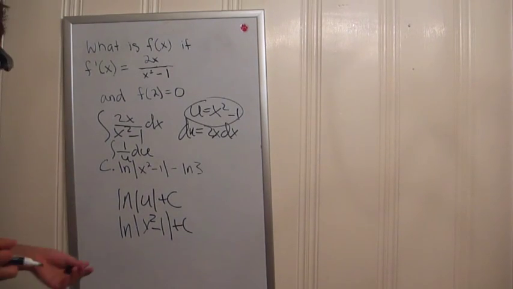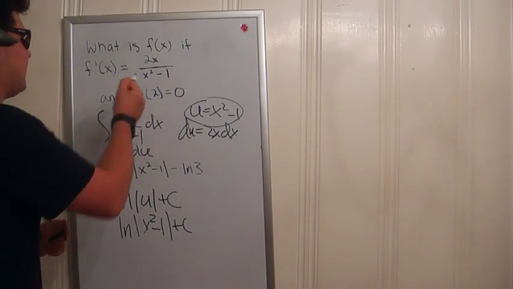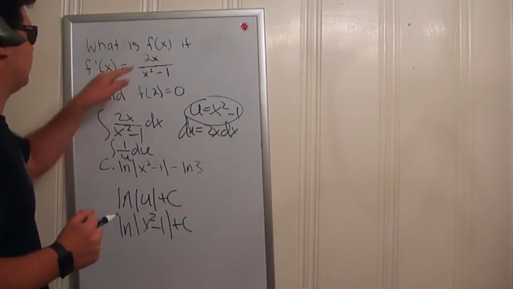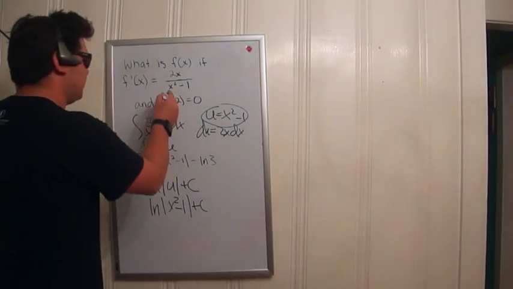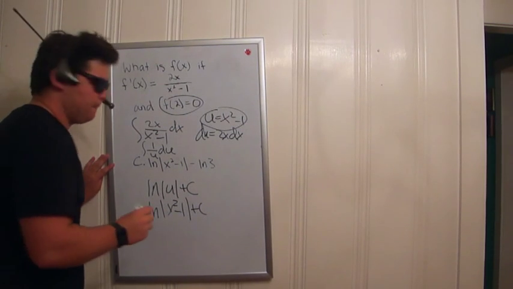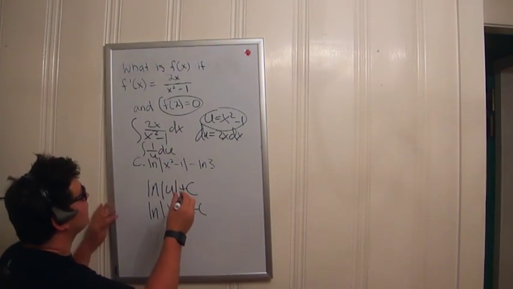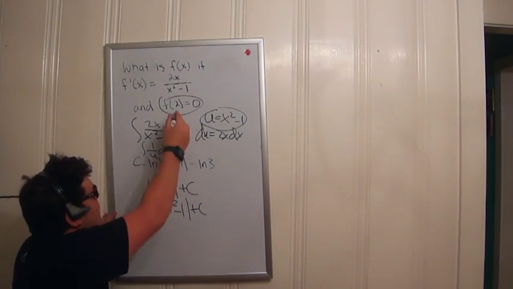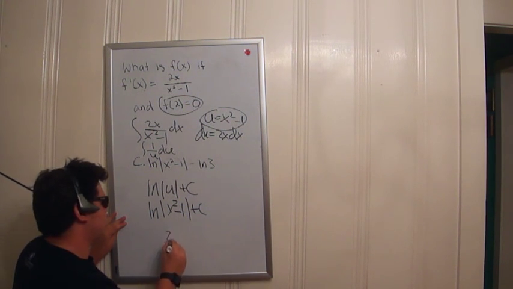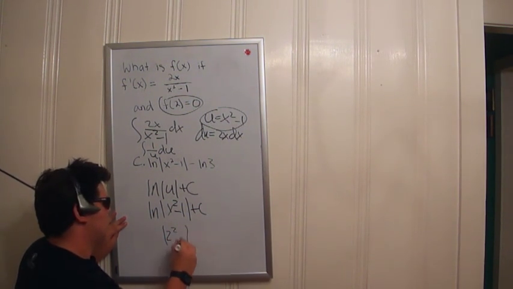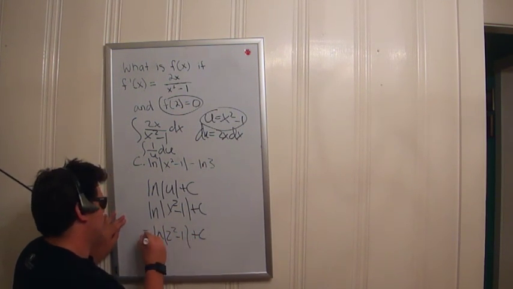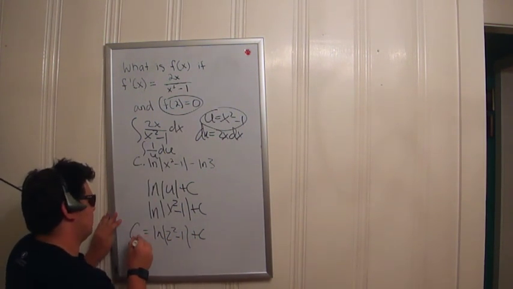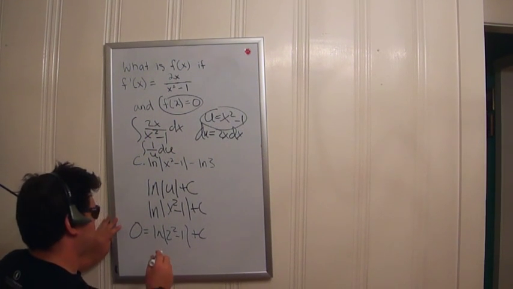Now, you might be thinking, hey, we're done, but we're not, because we still have that f of 2 equals 0, and we're trying to find what the actual equation is. So, since we know that f of 2 equals 0, we're going to go down here and say that the x there is going to be 2 squared minus 1, and the y there is going to be 0.